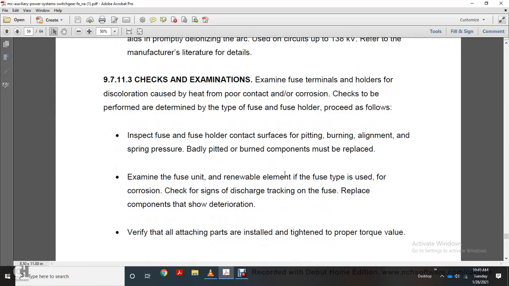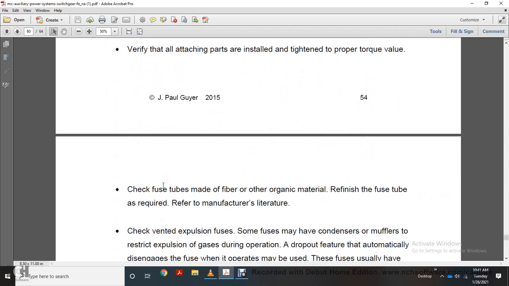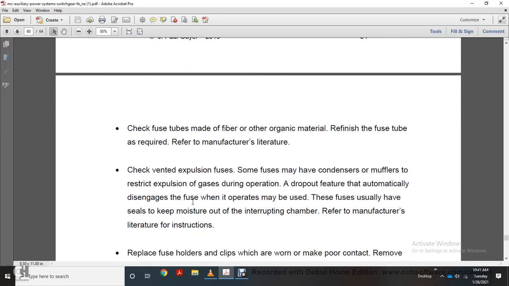Examine the fuse unit with the renewable element, of the fuse type as used, for corrosion. Check for signs of discharging or tracking of the fuse. Replace components that show deterioration. Verify all the attaching parts are installed tight with the proper torque value. Check fuse tubes made of fiber or other organic material. Refinish the fuse tube as required by the manufacturer's instruction literature.